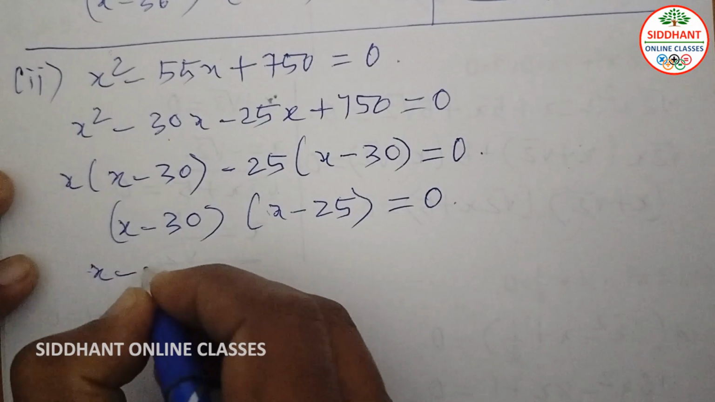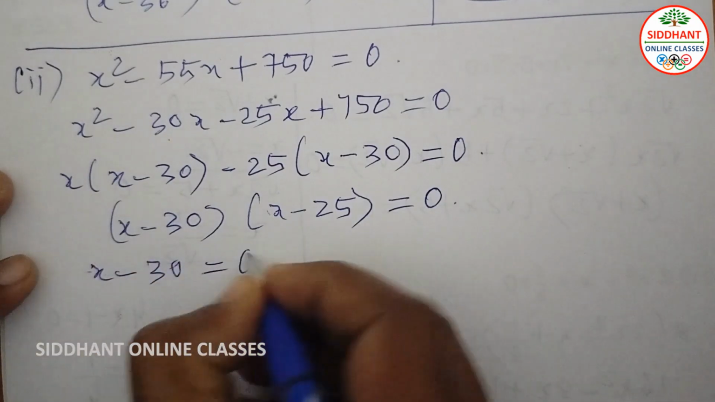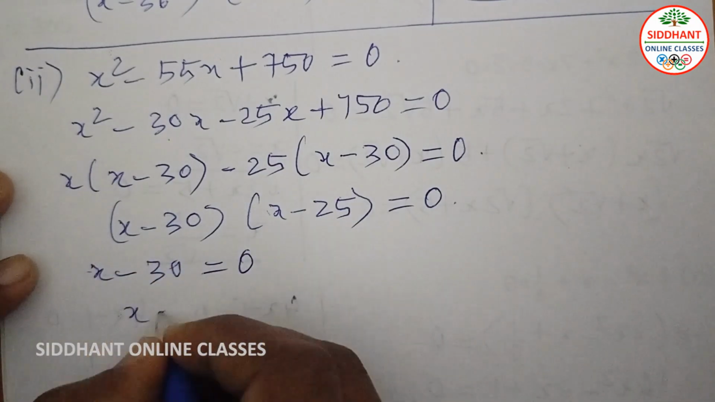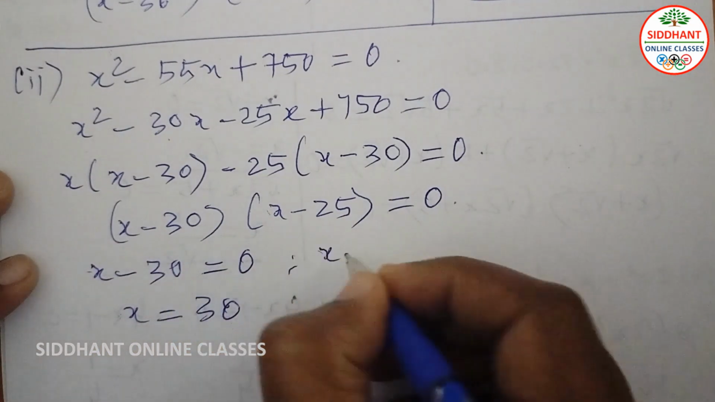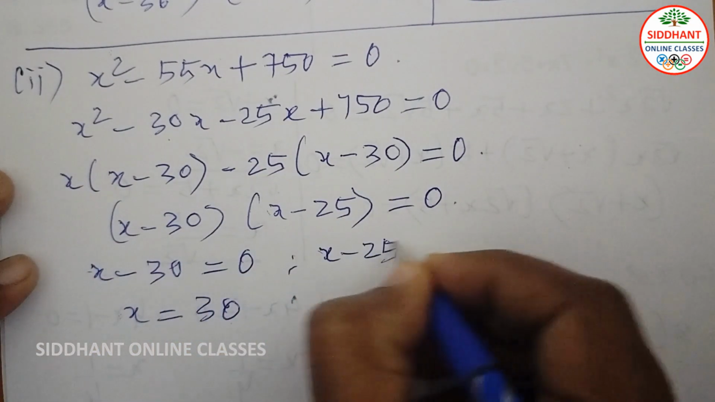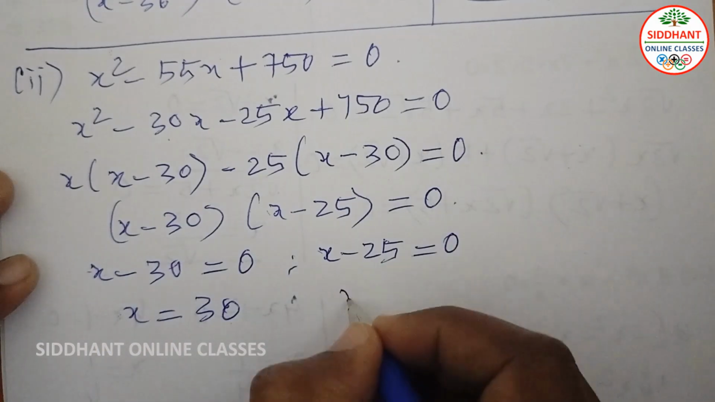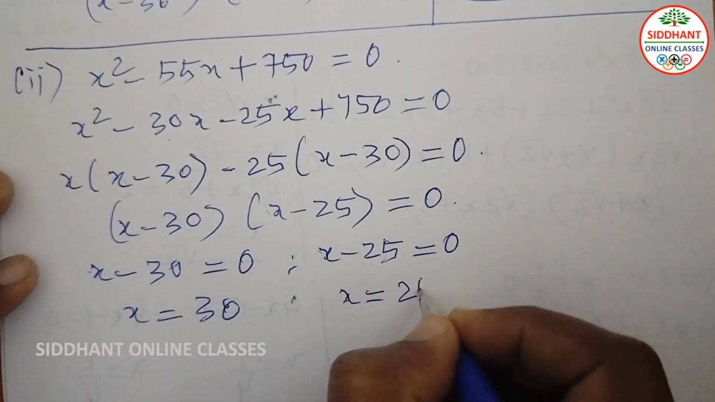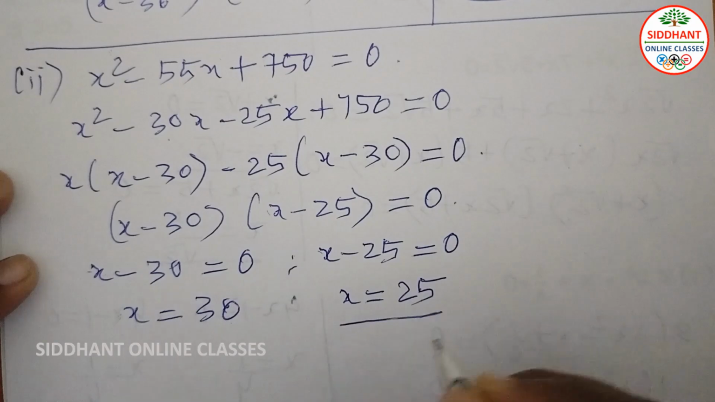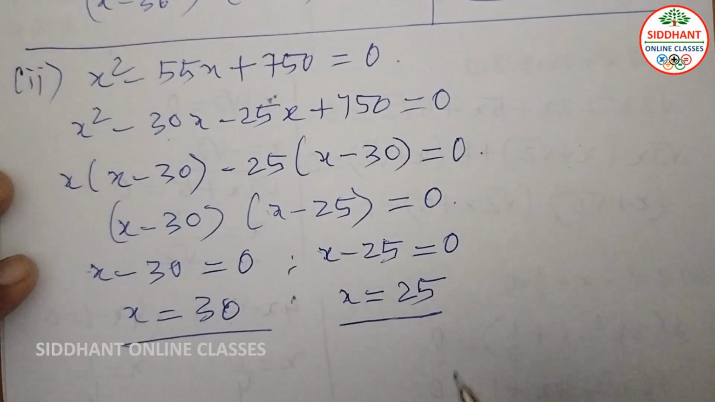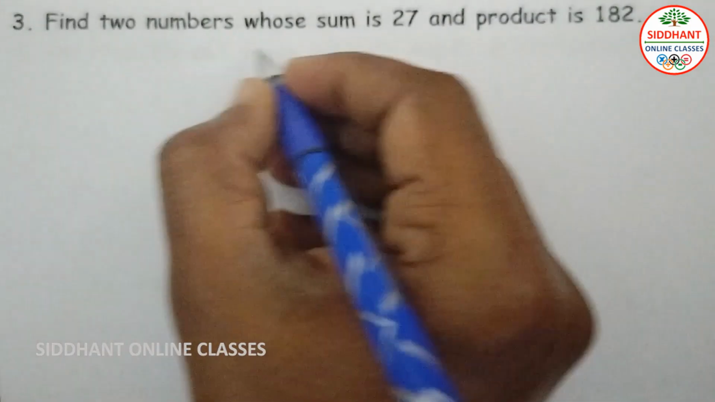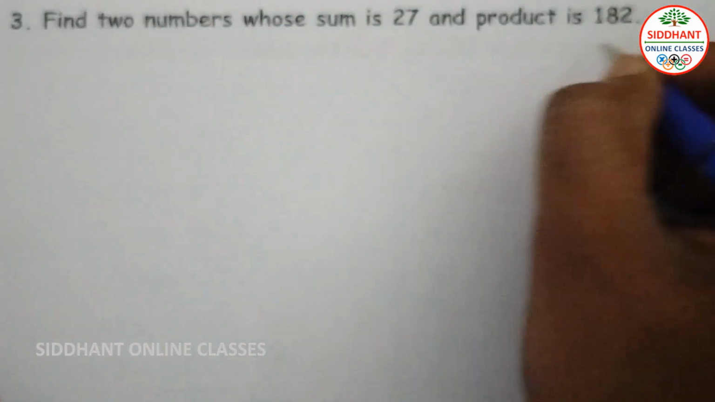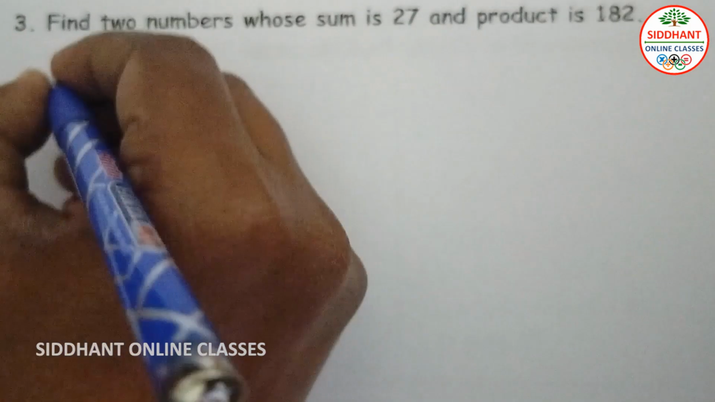So x minus 30 equal to 0, that means x equal to 30. X minus 25 equal to 0, that means x equal to 25. So one is 30, another is 25 here. Roots. Question number 3. Find two numbers whose sum is 27 and product is 182.